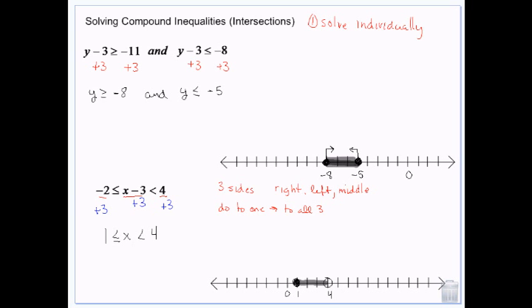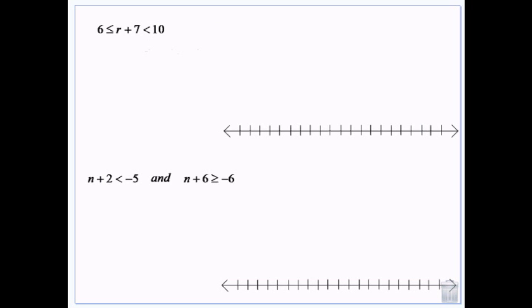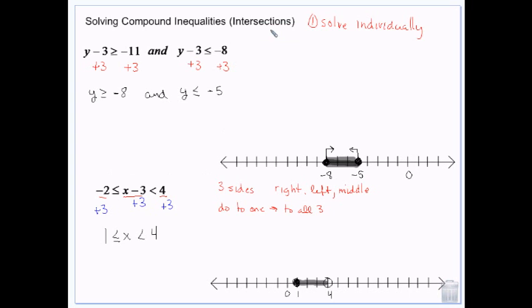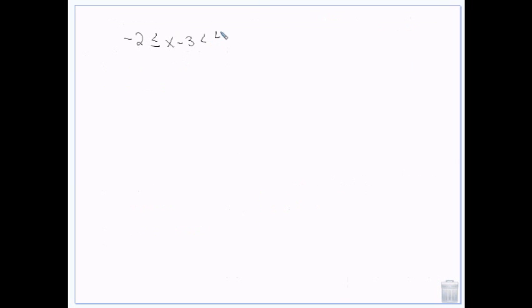Now, does anybody want to see the other way? The other way to solve that kind. So it was negative 2 is less than or equal to x minus 3, which is less than 4. Oh my gosh, that's not a 4. 4 plus 3 is not 4. 4 plus 3 is 7. Duh. Catch me when I do silly things. Sorry about that. Okay, so 7. That's 7. This was not.